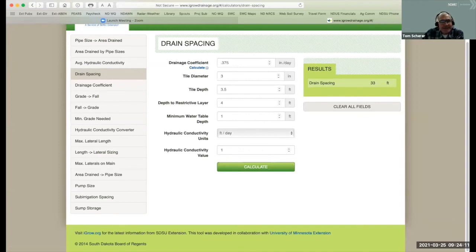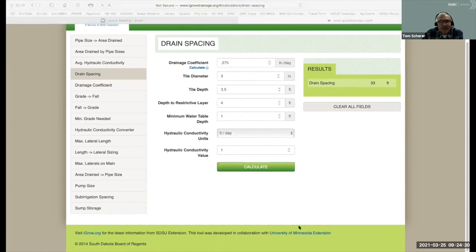So this is very, very handy. I'd encourage everybody to go there and just kind of check out the different ones. Chris did a nice job all the way down. You can do fall to grade, grade to fall, area, drain pipe sizes.